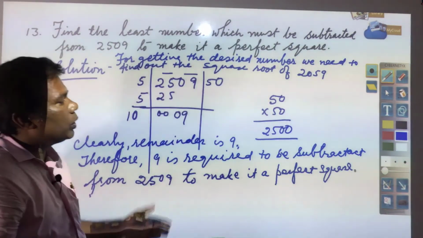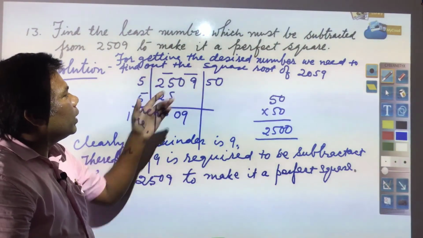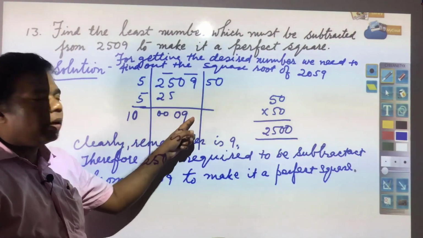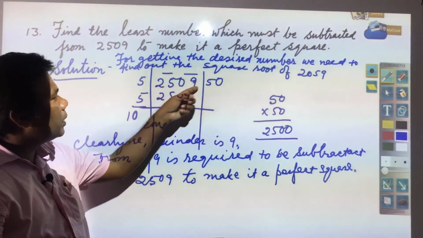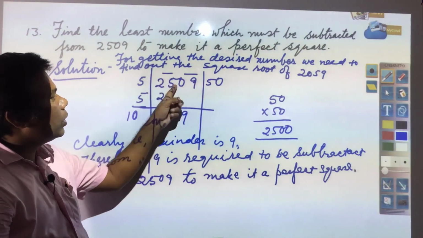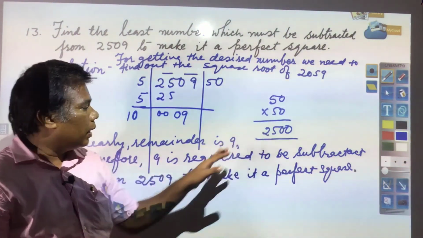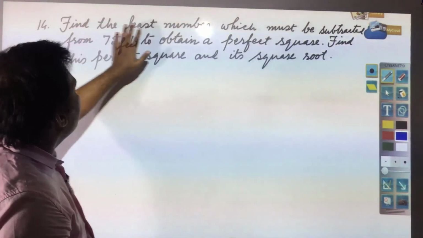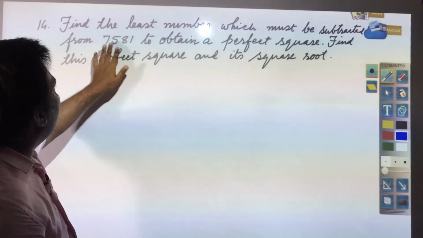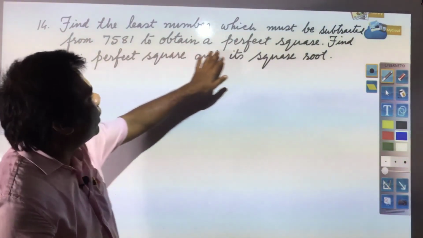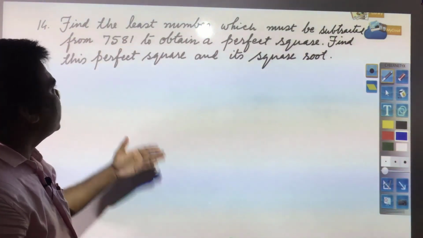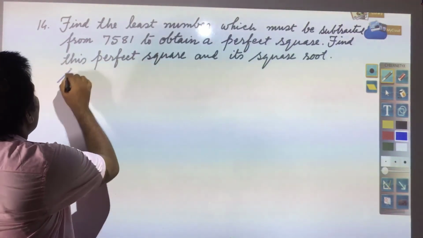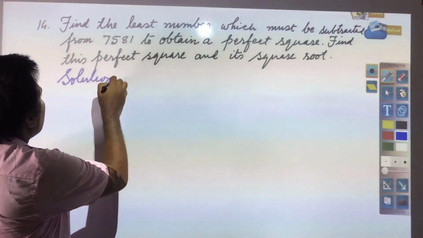So, in this type of question, what you need to know, here you see the number suppose 2509 you have, what remainder is coming. That remainder is required to be subtracted from the given number, so that you will get the perfect square, and the same thing has been done. Next you see, find the least number which must be subtracted from 7581 to obtain a perfect square. Find this perfect square and its square root. So, same type of question is there.